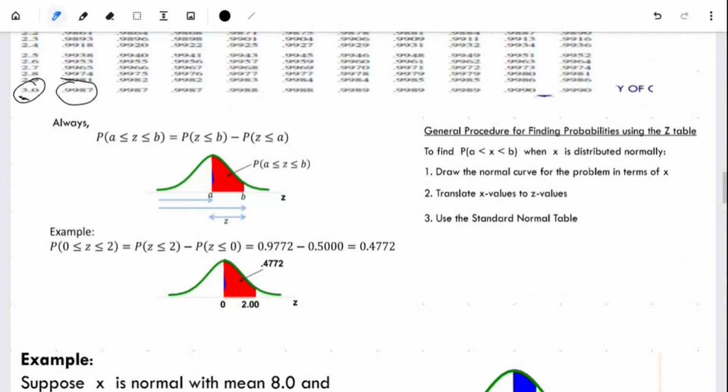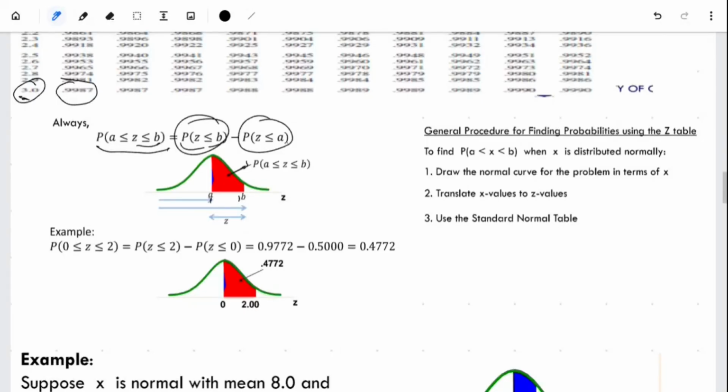Always know that when an interval is given like this one, you are saying that A is less than or equal to Z, where Z is also less than or equal to B. You can express it as the probability that Z is less than or equal to B, minus the probability that Z is less than or equal to A. Then you take the probability from this one, and you get your interval here. That represents the interval from A to B, right?